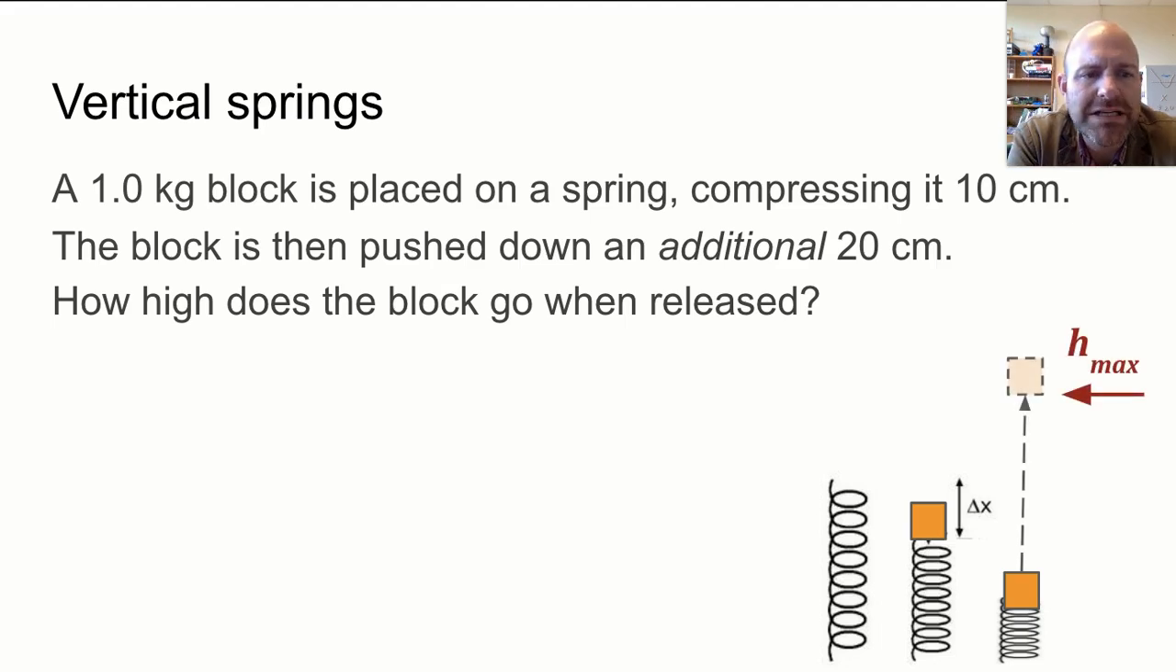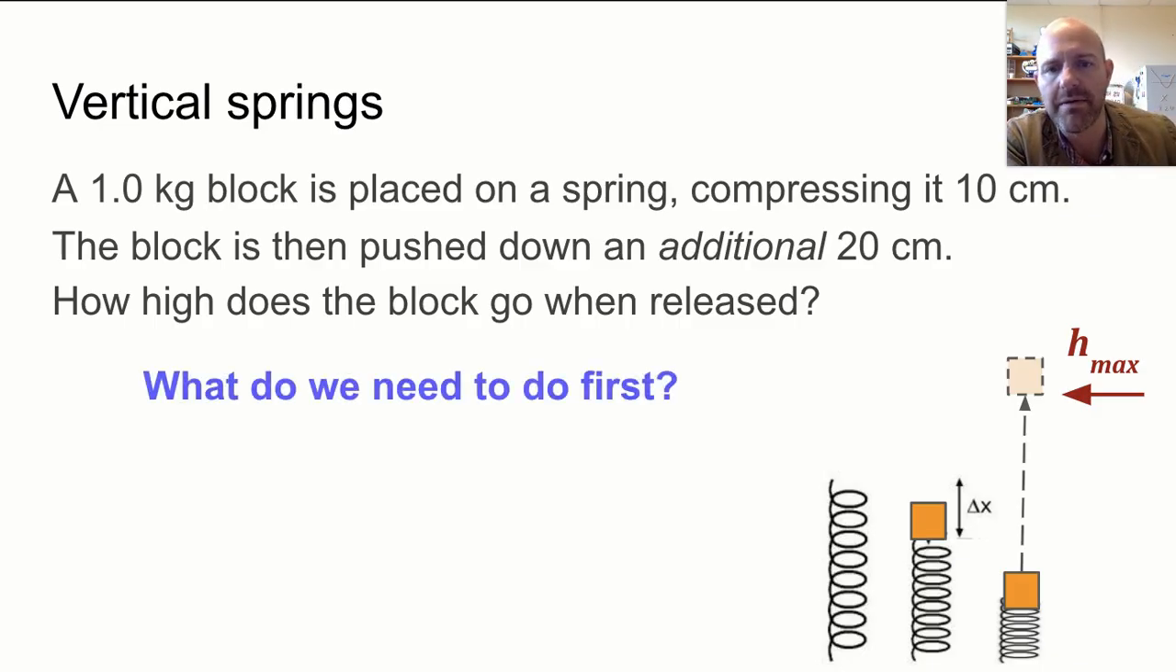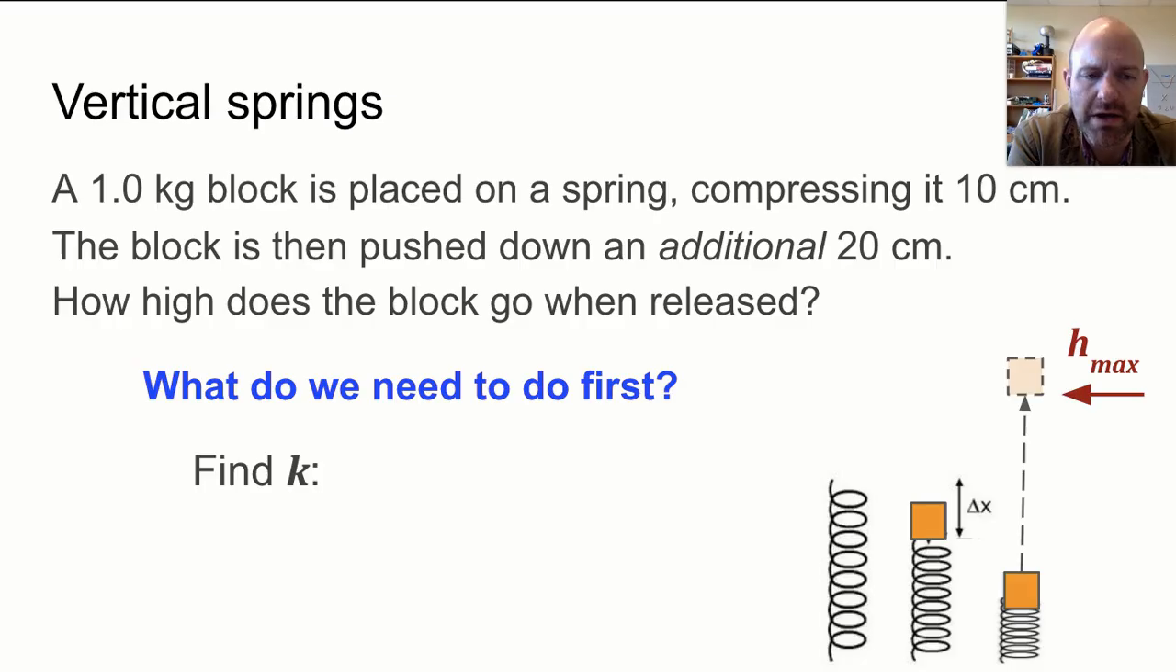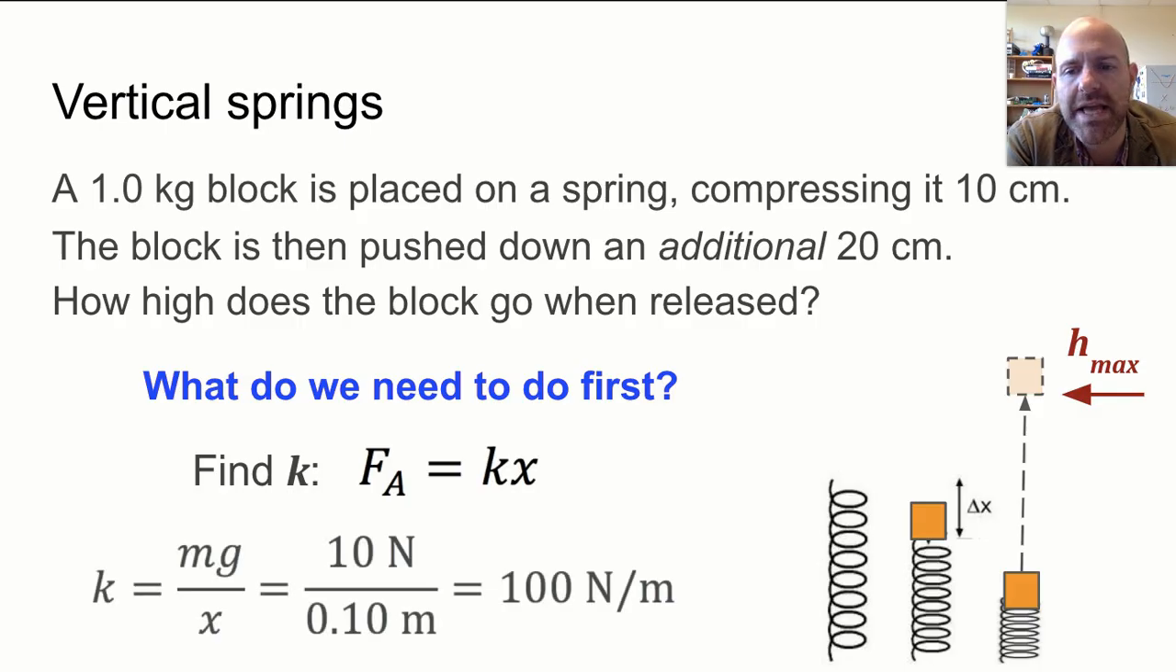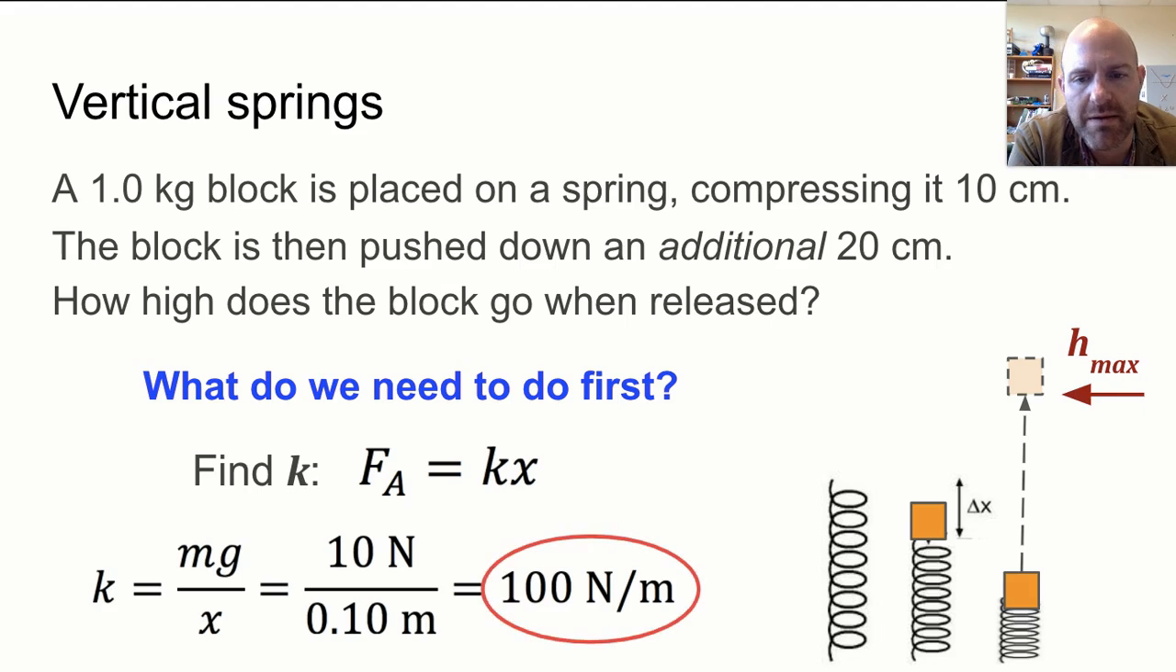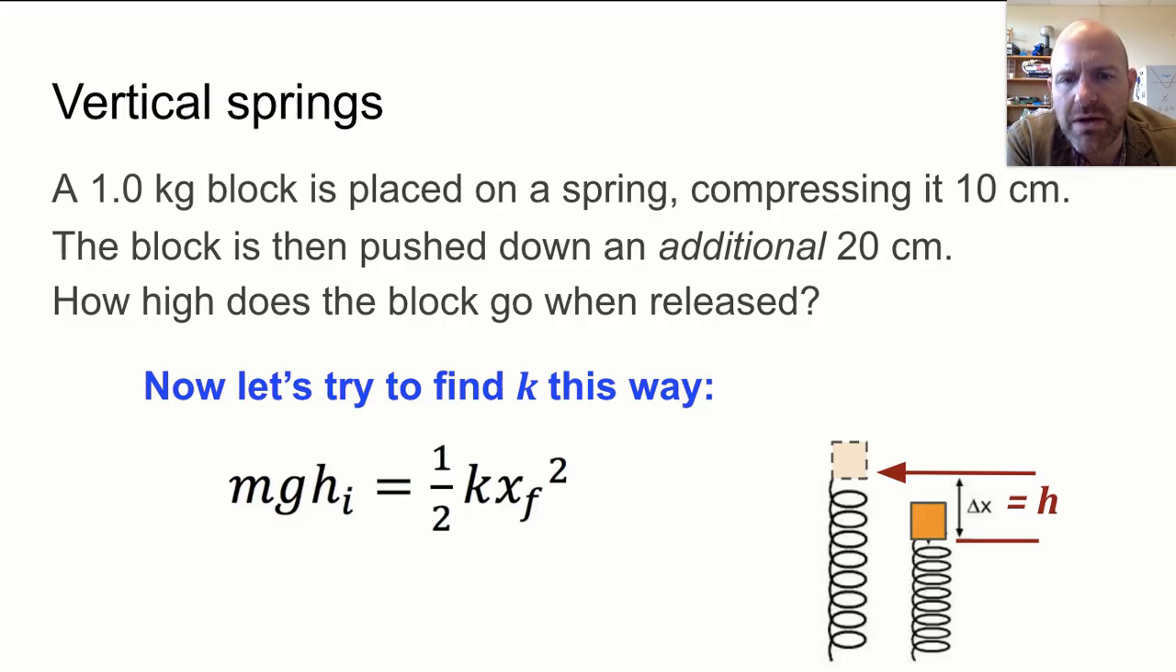The maximum height that it goes after it's released is really what we're looking at. How far from its lowest point would be a way to do it. You could also do this from some other reference point, but there's no real reason to do that. First, we need to find the spring constant. To do that, we can use the modification of Hooke's law that says the applied force that compresses the spring is equal to kx. In this case, we placed a block of 1 kilogram, so that's a 10 Newton block on a spring, and it compressed 10 centimeters. That gives us 100 newtons per meter. Once we know that, we can go on for the rest of the problem.